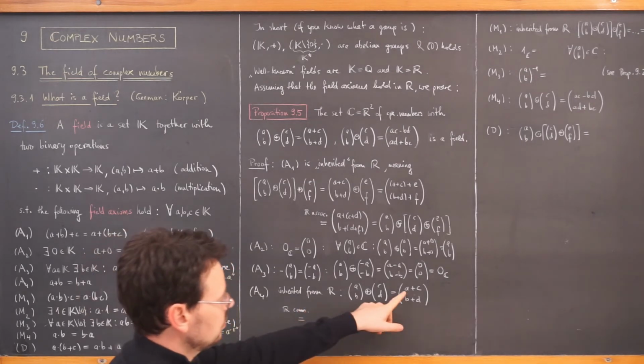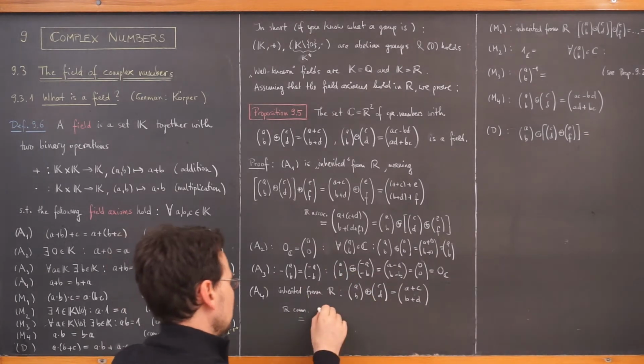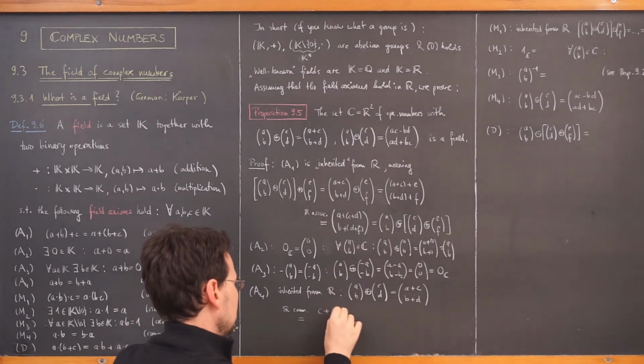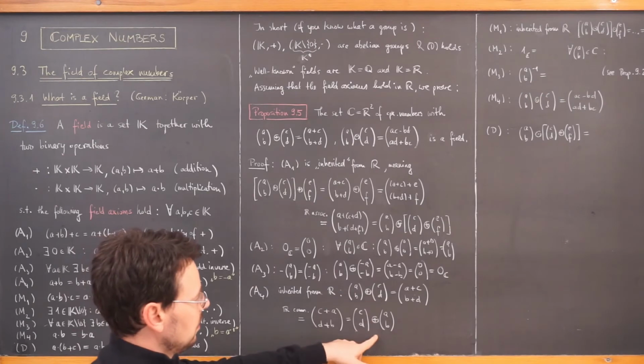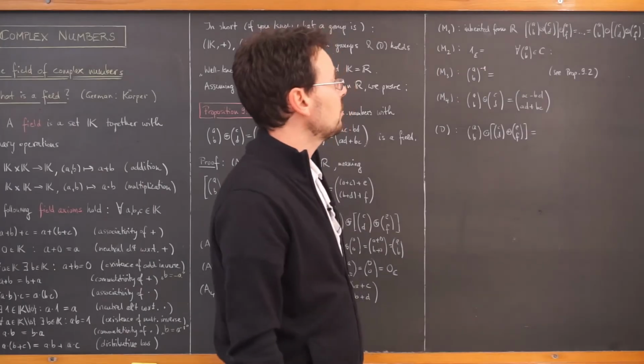And now, because the real numbers have a commutative addition, I can interchange, and I end up with the commutative law. So now for the multiplication.